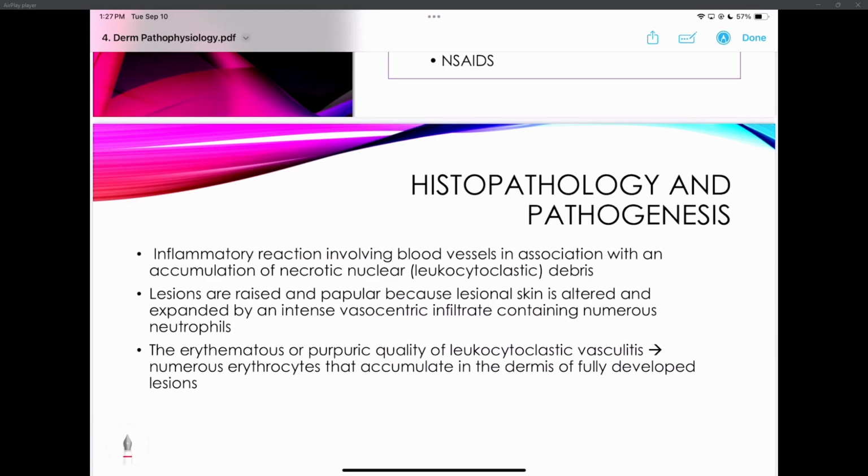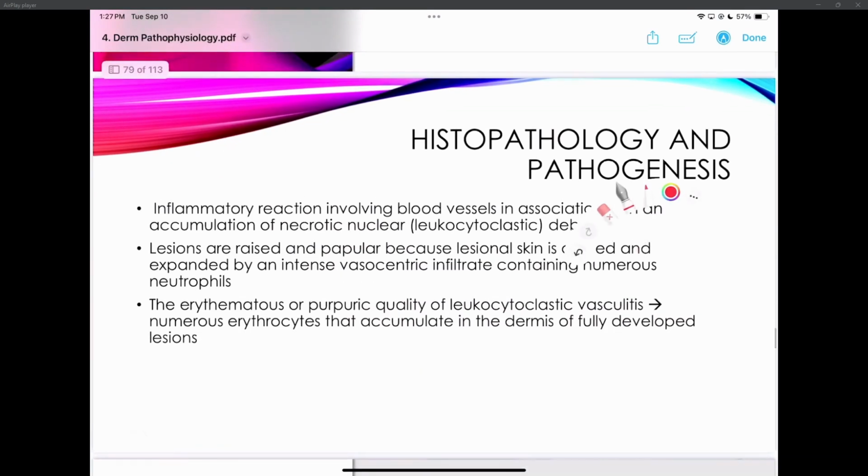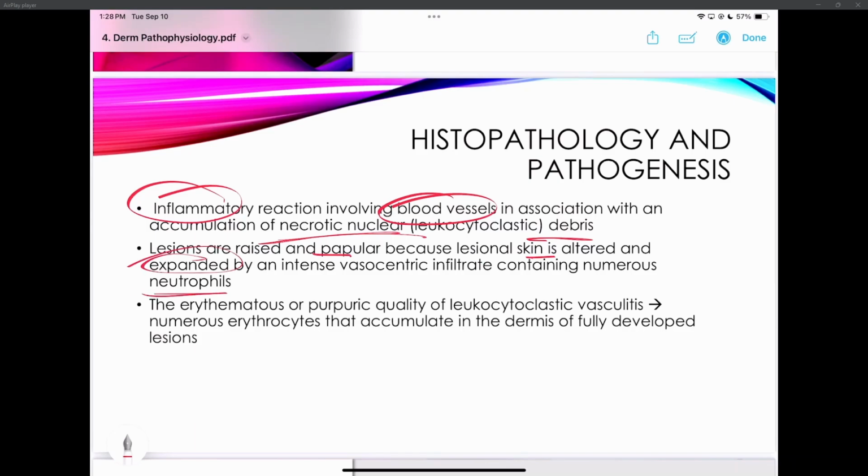Histopathology and pathogenesis. This is, again, an inflammatory reaction involving your blood vessels with accumulation of necrotic nuclear debris. Whenever you see necrotic, think of a dusky, pale color appearance because the tissue is dead. Lesions are raised and papular because the lesional skin is altered and expanded due to all the neutrophils going into that area. So it kind of raises the skin up.